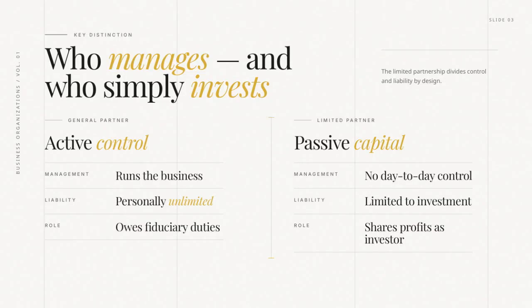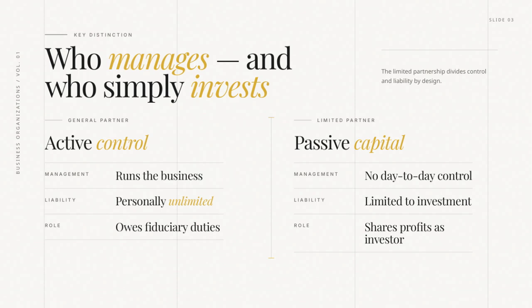On this slide, we're looking at a key distinction within limited partnerships: who manages the business and who simply invests. The limited partnership is specifically designed to separate control and liability between two types of partners. First, the general partner. This partner has active control over the business. They handle the day-to-day management and make decisions that steer the company. However, with that control comes personally unlimited liability, meaning they are fully responsible for the partnership's obligations. Importantly, the general partner also owes fiduciary duties to the partnership, which means they must act in the best interests of the business and its partners.